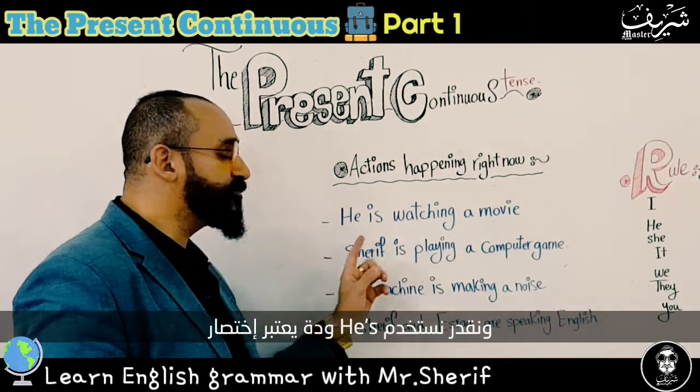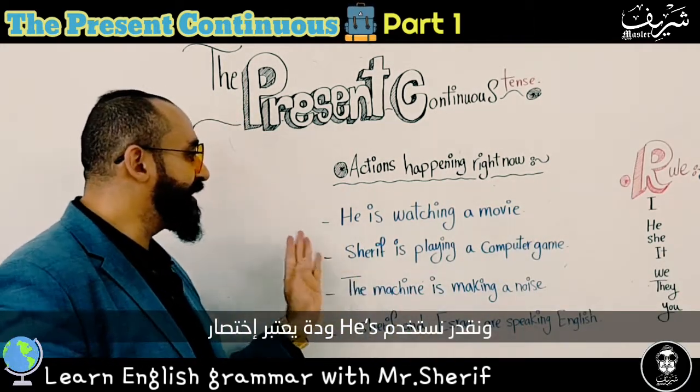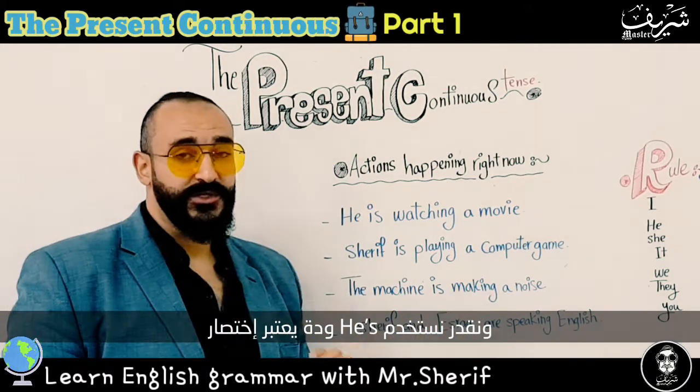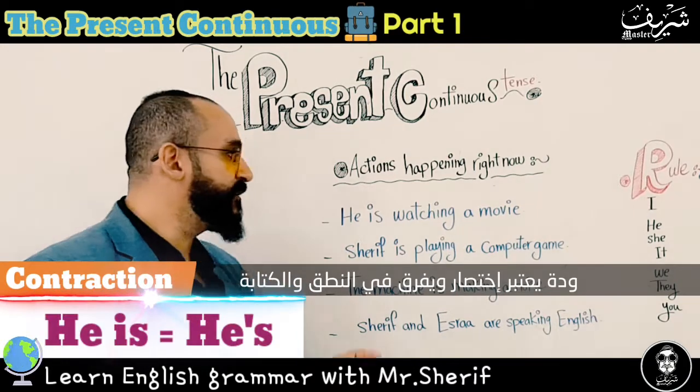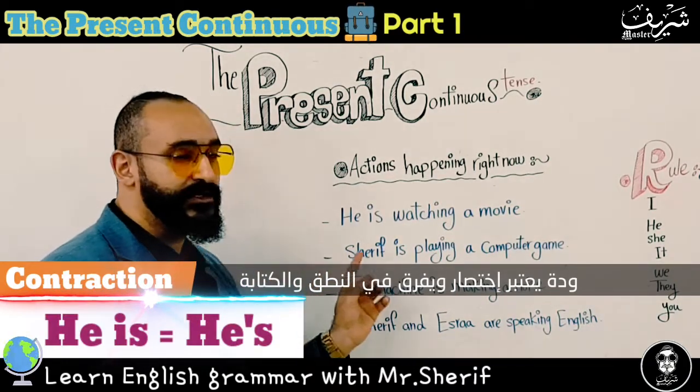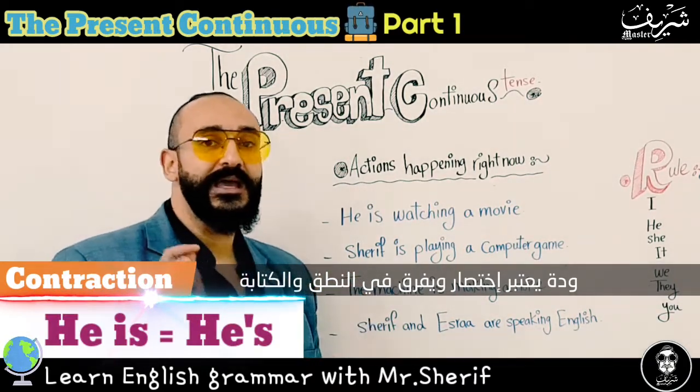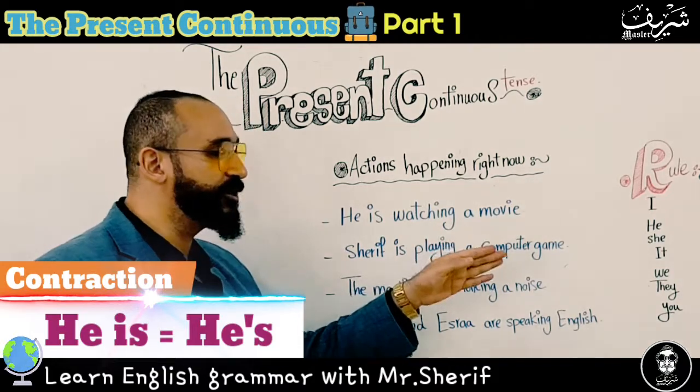So we can also use something like he's, which is going to be a contraction. A contraction is like a short form. That means I'm not going to say he is, it will be he's. So he's watching a movie.